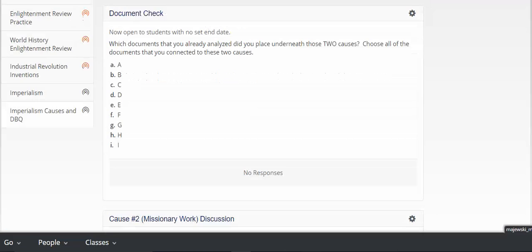Ultimately, folks, what you're going to have is 3 categories of causes. You're going to have paired 2 causes into each category, and then you're going to identify which documents you believe belong underneath those categories of causes. What we're going to do together is look at the results as a class and kind of come up with a general idea of what our causes are for imperialism. What are the major reasons why it happened? And how can we take those 6 causes and turn them into 3 general categories?